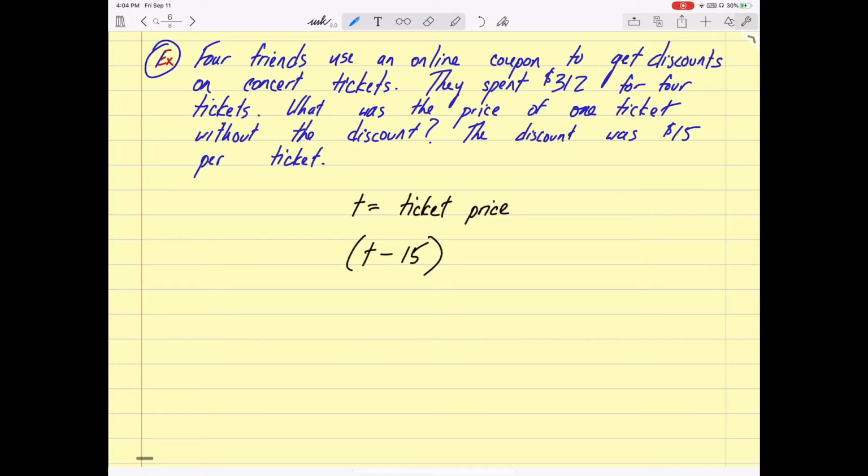How many people bought those? 4 of them. What's the total? 312. So once you have the equation set up, then they're usually pretty straightforward problems. So this is 4t minus 60 if I distribute 4 to both, gives me 312 plus 60. And this is 372 equals 4t.